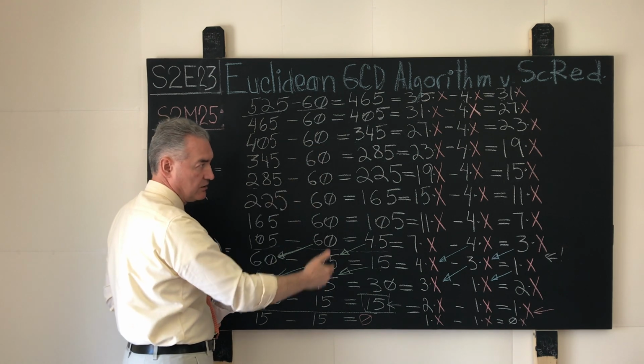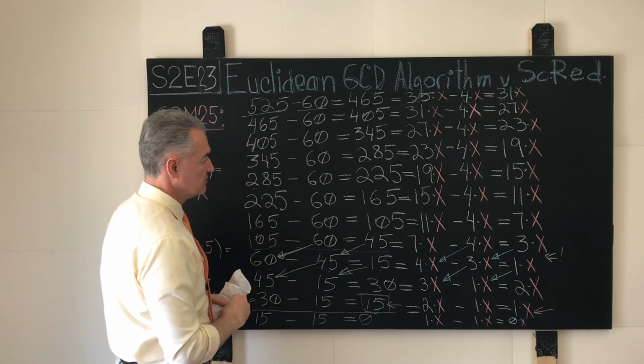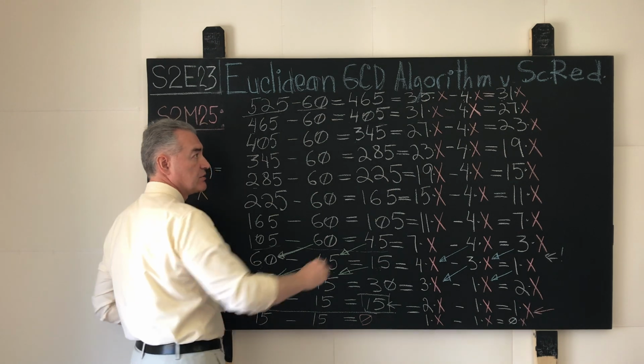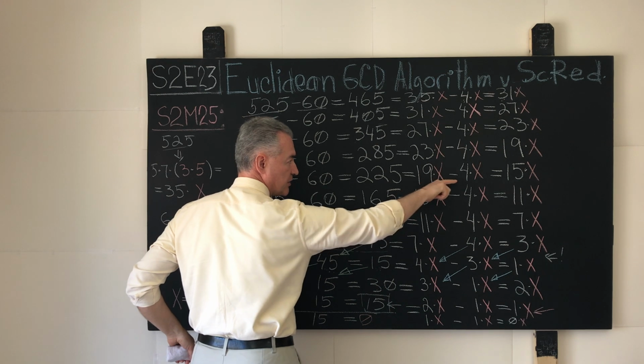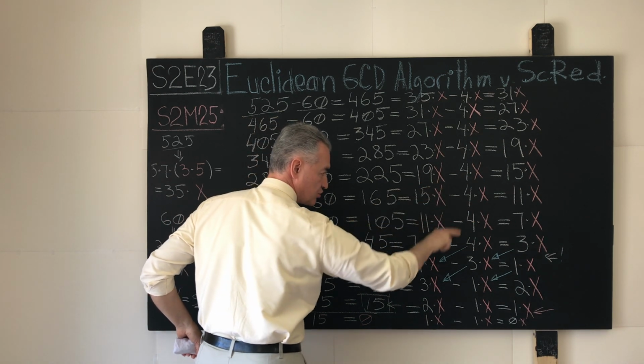I hope you guys see all the numbers clearly. I try to write as large and as bright as possible. 27 minus 4, 23. 23 minus 4 is 19. 19 minus 4 is 15. 15 minus 4 is 11, and so on.